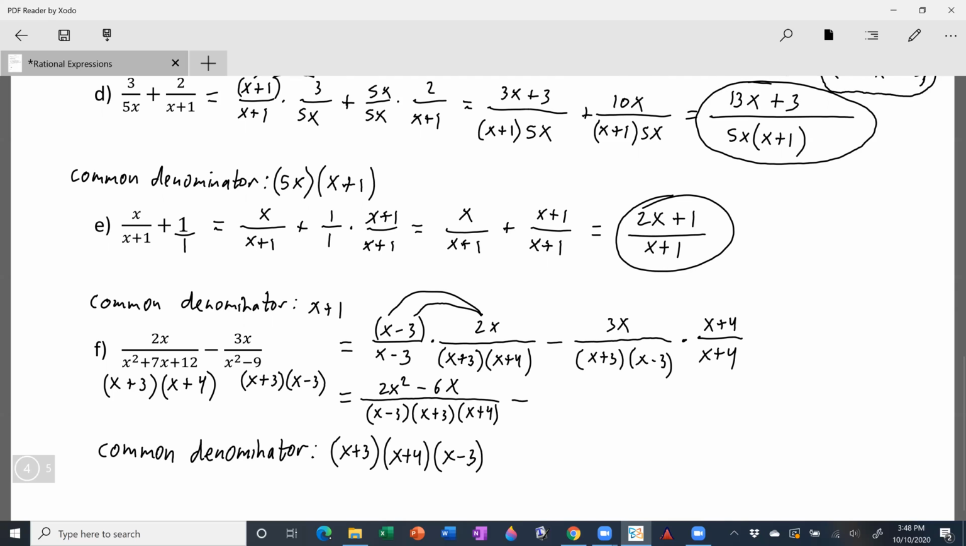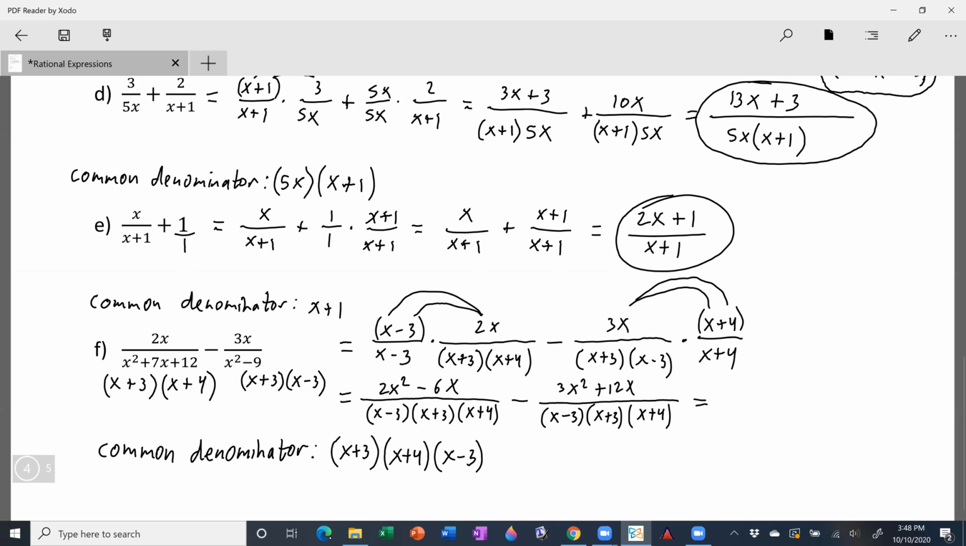Then we're going to have minus, and we'll deal with the minus a little bit later. This has to be distributed. So that's going to be 3x squared plus 12x. And again, don't distribute anything out on the bottom. The order doesn't matter. I just want to make it look the same as I did on this side. So I'll put the x minus 3 in the front, then the x plus 3, and then the x plus 4. We can rearrange the order down there because it's multiplication.